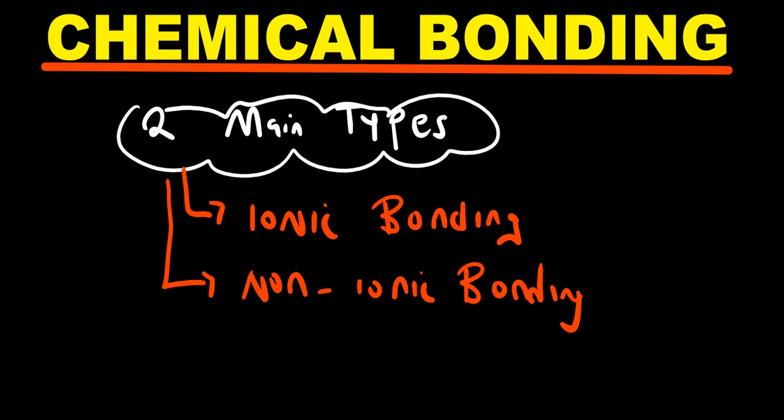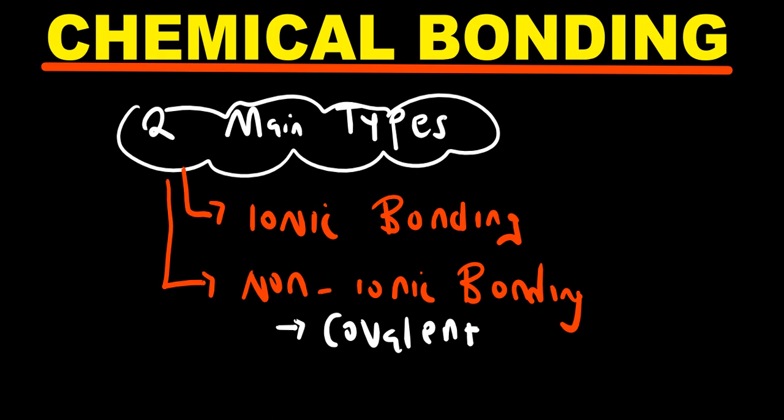Now non-ionic bondings have a lot of types: hydrophobic, hydrogen bonds, van der Waals. Those are a lot of bonds. But the ones you're going to talk about in your course, you have to talk mostly about covalent bonds. You have to know covalent bonds in your chemistry sessions.